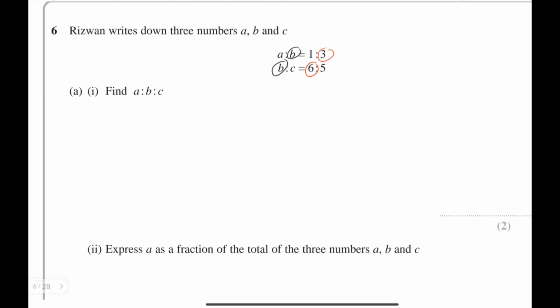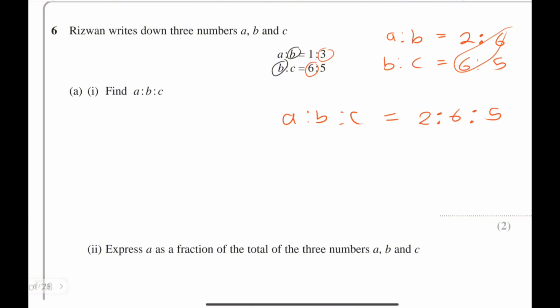So this is very easy. All we have to do is to make the ratio A to B to be something to 6. To do that, we multiply both by 2. So if we multiply both by 2, then A to B is going to become 2 to 6. And B to C is already 6 to 5. Since they are the same now, we can bring them together. So that means A to B to C is going to be 2 to 6 to 5. So our answer is 2 to 6 to 5.